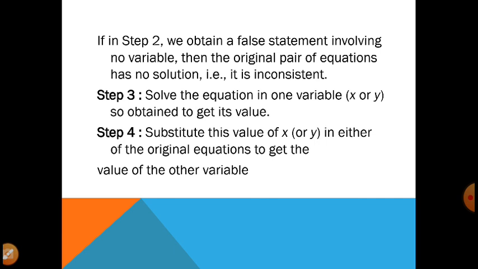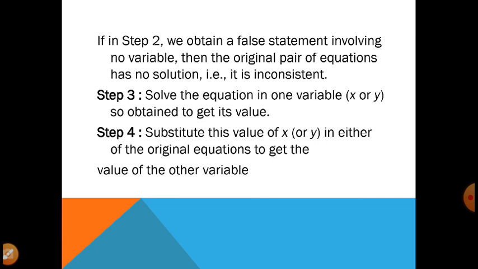Solve the equation in one variable, either x or y, depending on which we have eliminated. If we eliminated y, then you will get the equation in one variable, x. If you have eliminated x, then you will get the equation in y. So we get a value of that x or y.